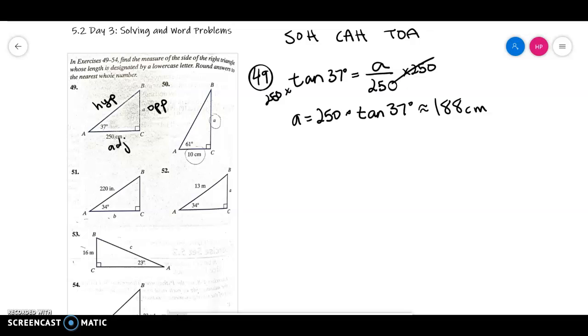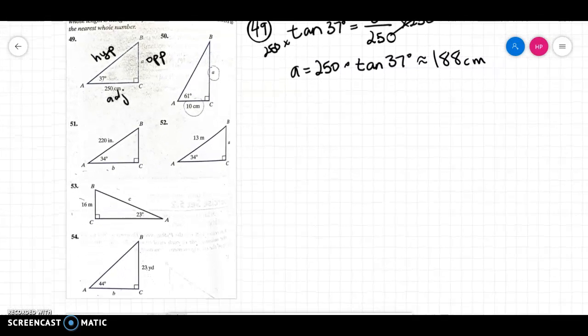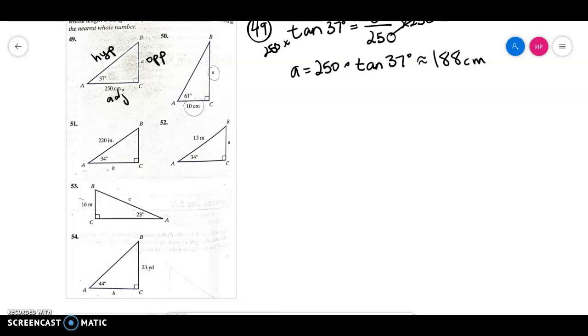So this height of my triangle here is about 188 centimeters. So one way to do it, we have the 250 that ends up in the denominator, so we just multiply to undo it. It's not always sine, sometimes it's cosine, sometimes it's tangent. What impacts where it's solving though is where your unknown happens to be. So I'm actually going to skip, because, wink wink, 50, 51, 52 are all set up so that you'll have A or B divided by a number, so you just multiply to solve.